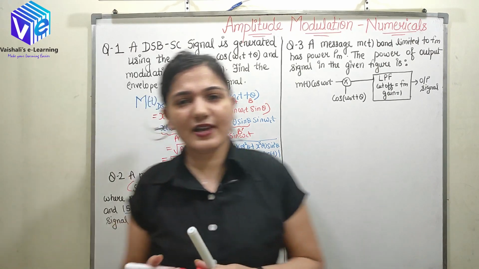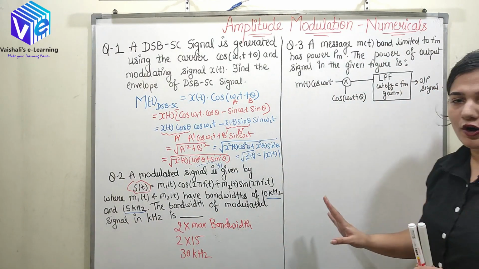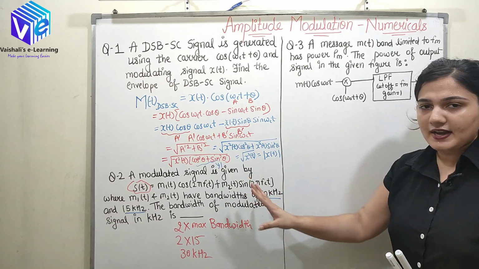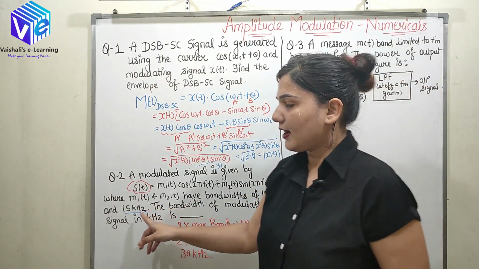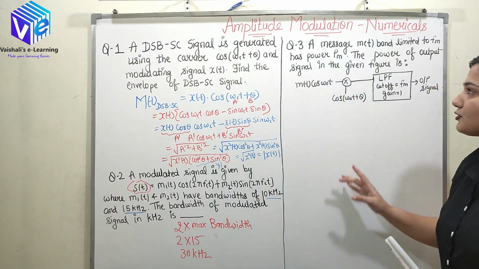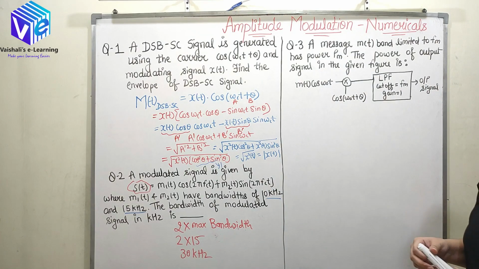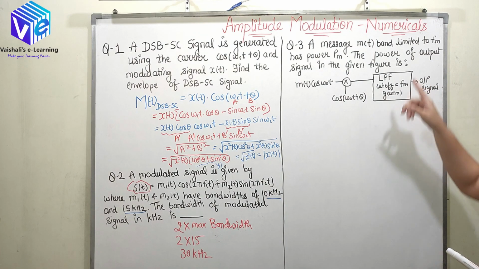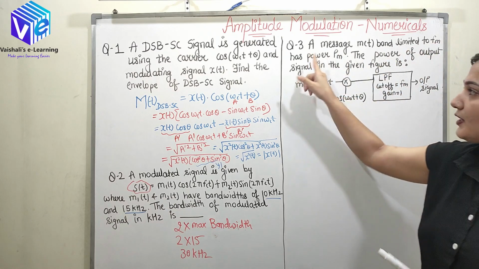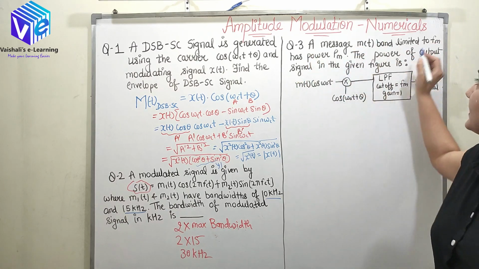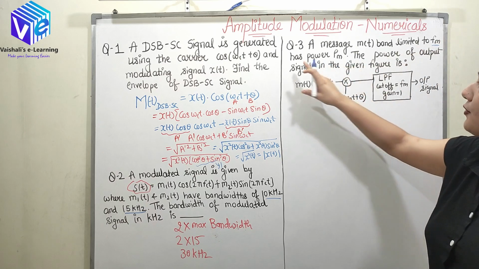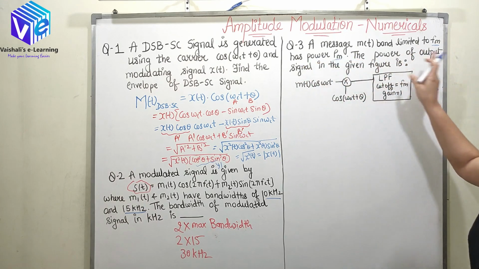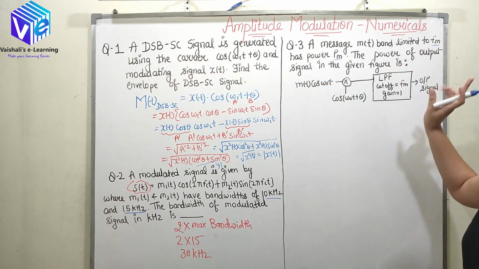I hope this was a very simple question. I hope you got how I can find out the bandwidth of the modulated signal. Now coming to the next question, it states a message m(t) band limited to fm. So the maximum bandwidth of m(t) is fm. It has the power Pm. Find the power of the output signal in the given figure.